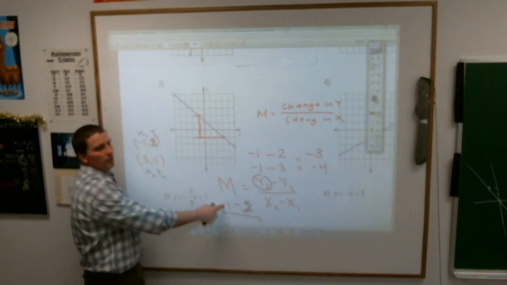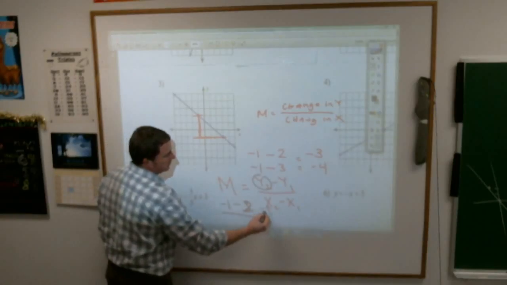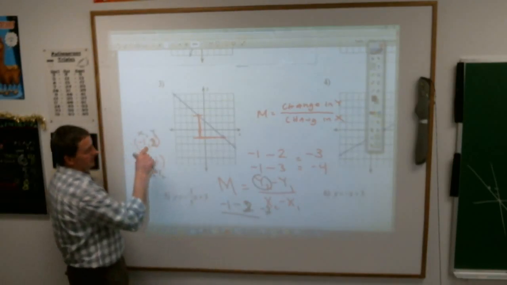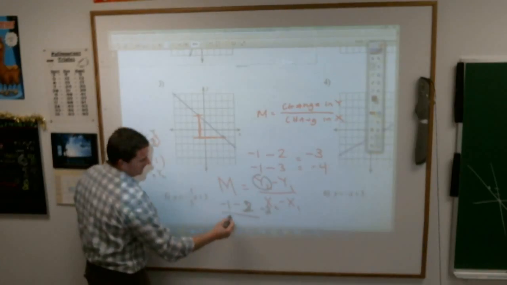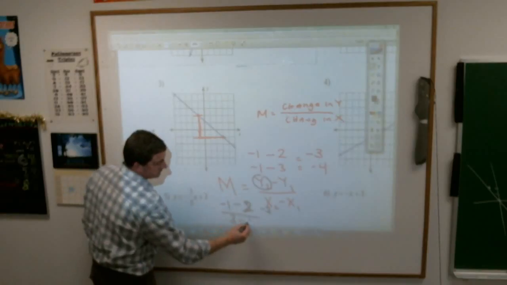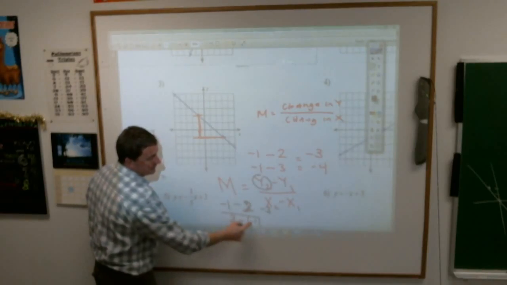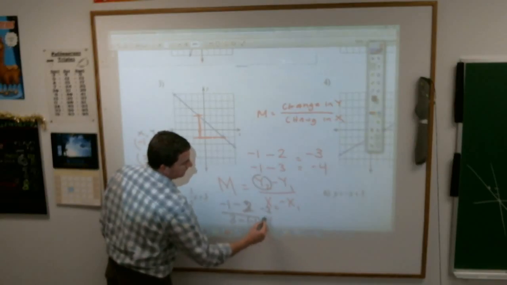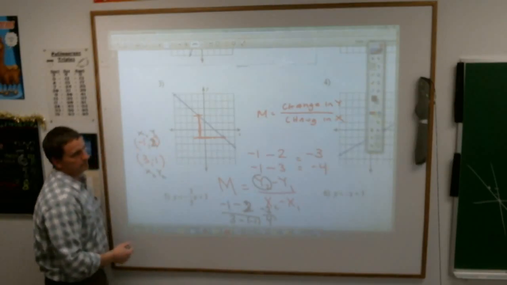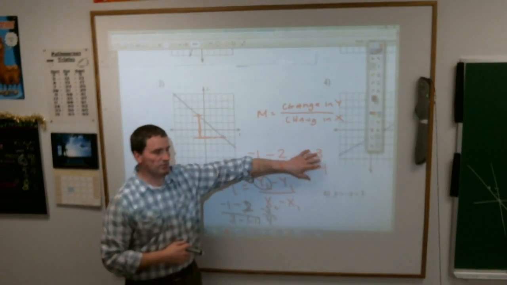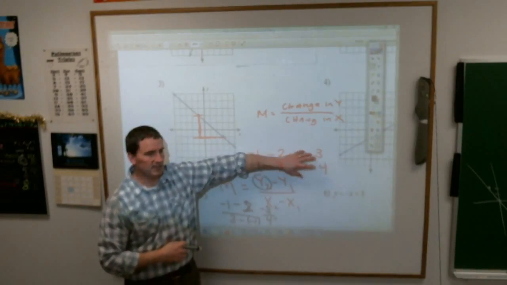So you get -1 minus 2 is -3. On the bottom, you put x sub 2 and x sub 1. Here's x2, because I labeled it as that. I subtract x sub 1, which is -1. What happens when you subtract the negative? It's positive. 3 plus 1 is 4. So it's negative 3/4, that's the answer. And the reason this came out opposite is because I picked the wrong point. I did the wrong point first and second.